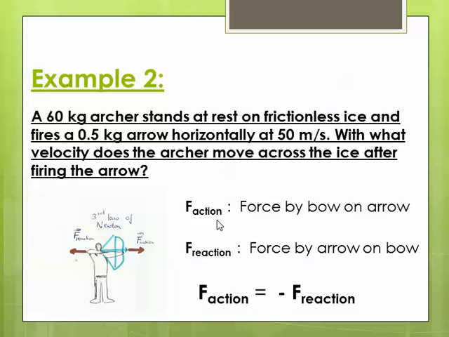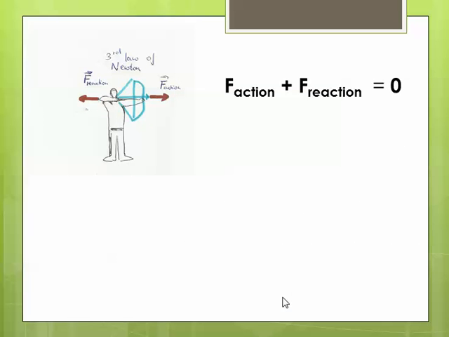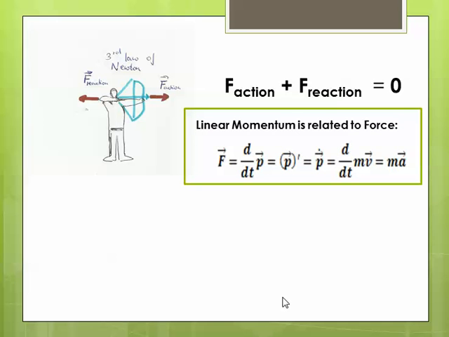The third law of Newton tells us that the action force equals minus the reaction force. The action force is equal in magnitude to the reaction force, but it is opposite in sign, and this is why we've got a minus here. Let's reformulate this equation, and then we arrive at action force plus reaction force equals 0. Let's remember that a force is related to a linear momentum change. So whenever there's a force, the linear momentum changes.